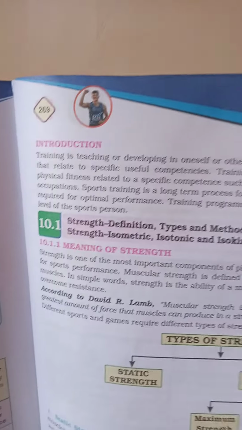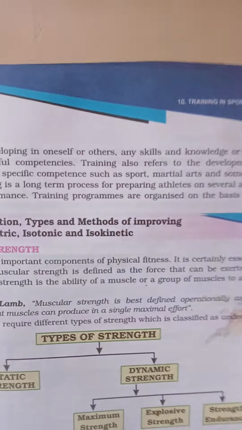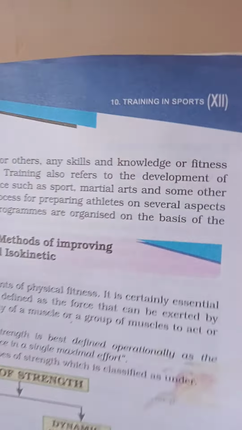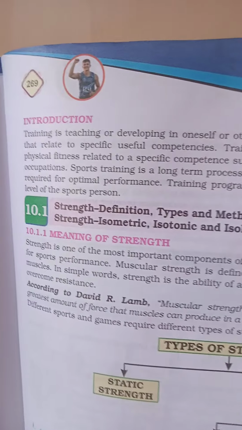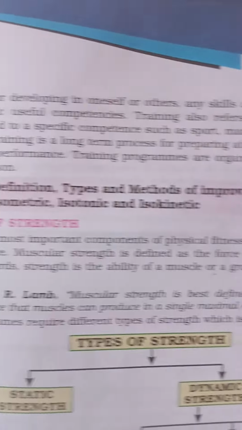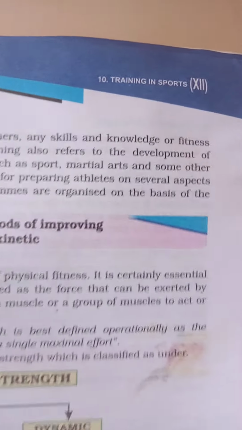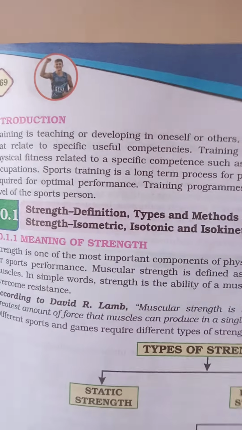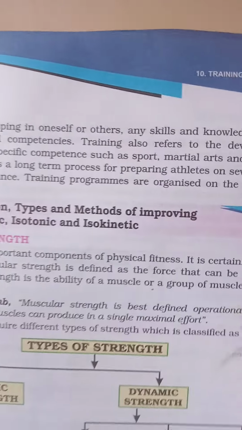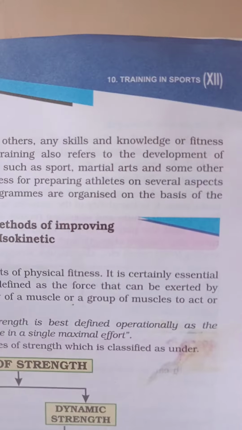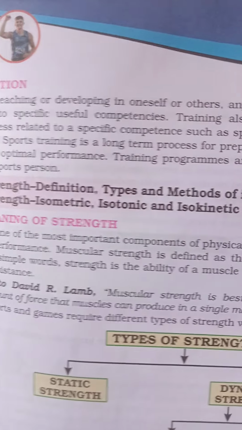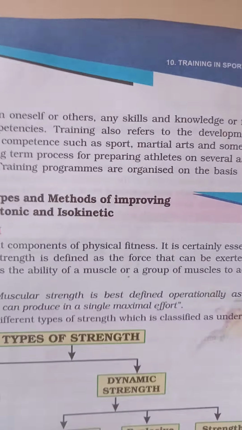So what is strength? Strength is one of the most important components of physical fitness. It is certainly essential for sports performance. Muscular strength is defined as the force that can be exerted by muscles. In simple words, strength is the ability of a muscle or a group of muscles to act or overcome resistance. According to David R. Lapp, muscular strength is best defined operationally as the greatest amount of force that muscles can produce in a single maximal effort.